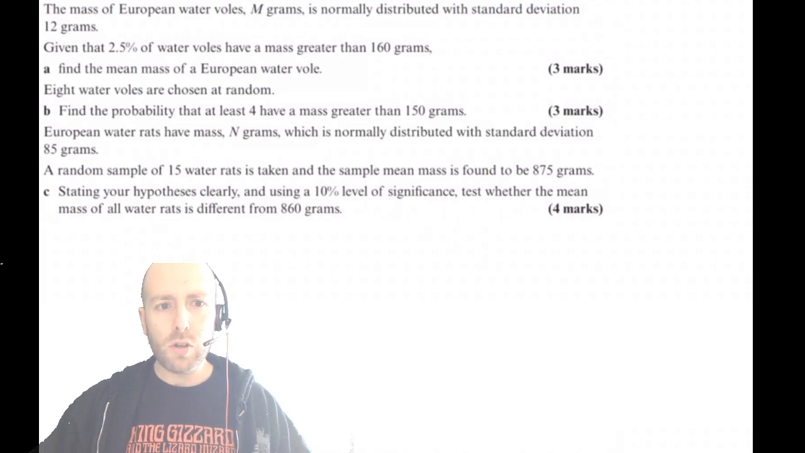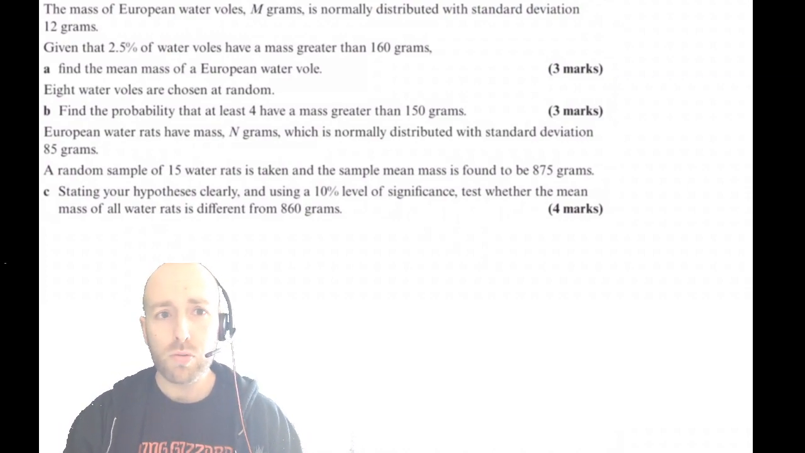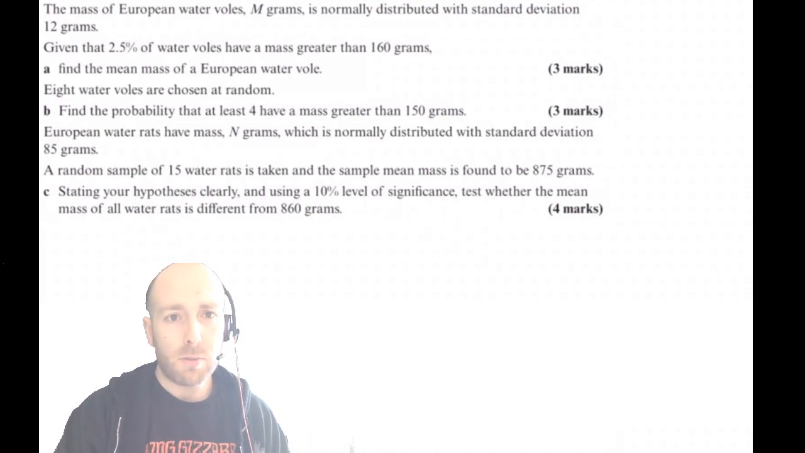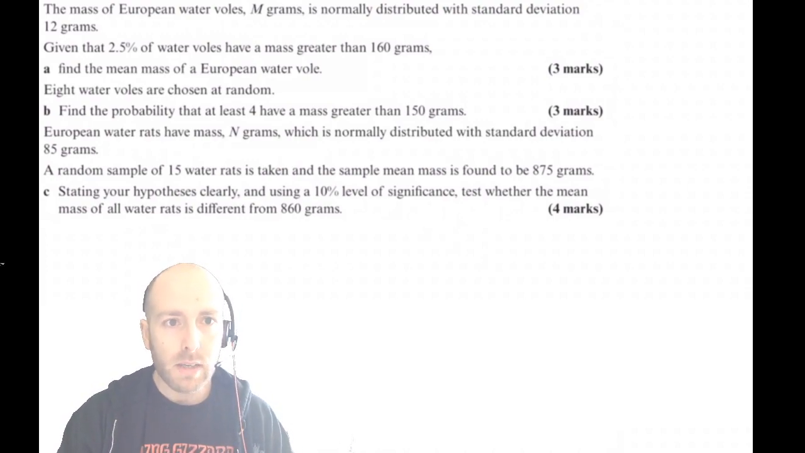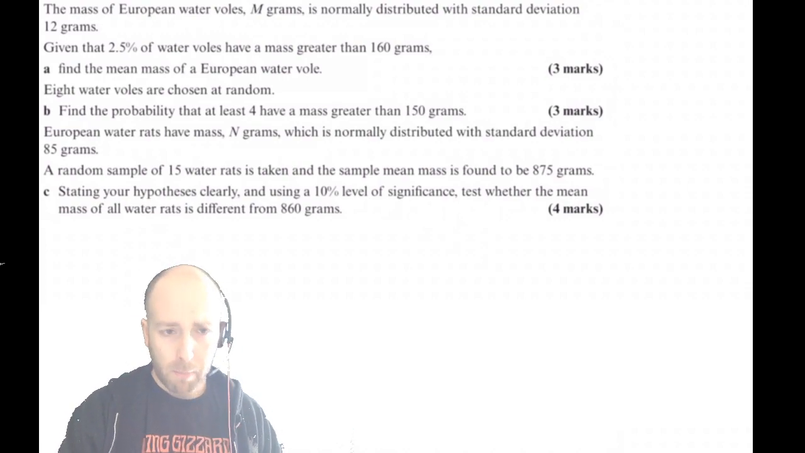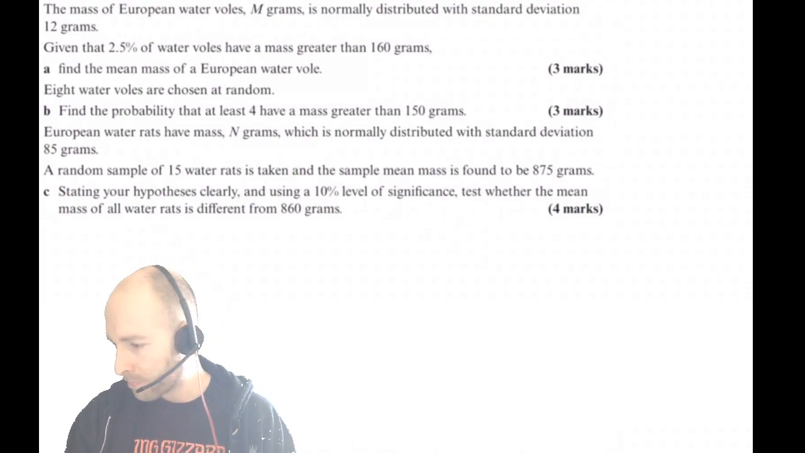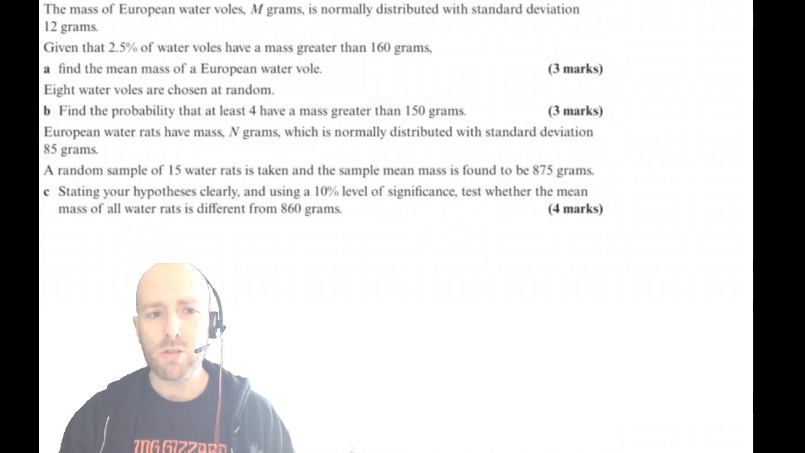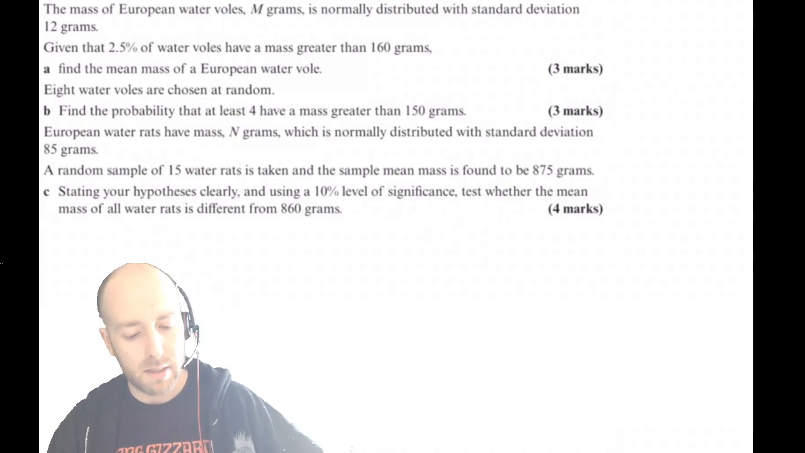Okay, so the mass of European water voles is normally distributed with standard deviation 12. Given 2.5% of water voles have a mass greater than 160, find the mean mass of a water vole. Then we're told 8 water voles are chosen at random, find the probability at least 4 have a mass greater than 150. And then we've got a hypothesis test. So I would like you guys to try this one. There's a lot going on in this though, so I'm going to give you some hints.